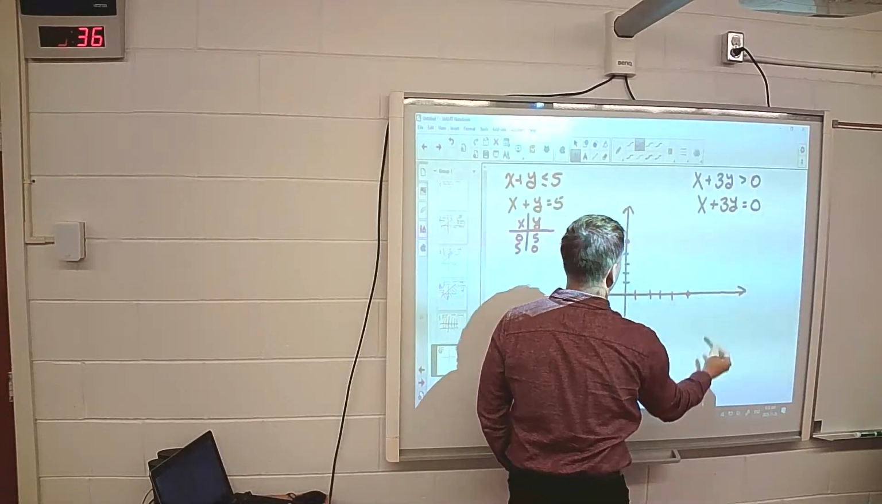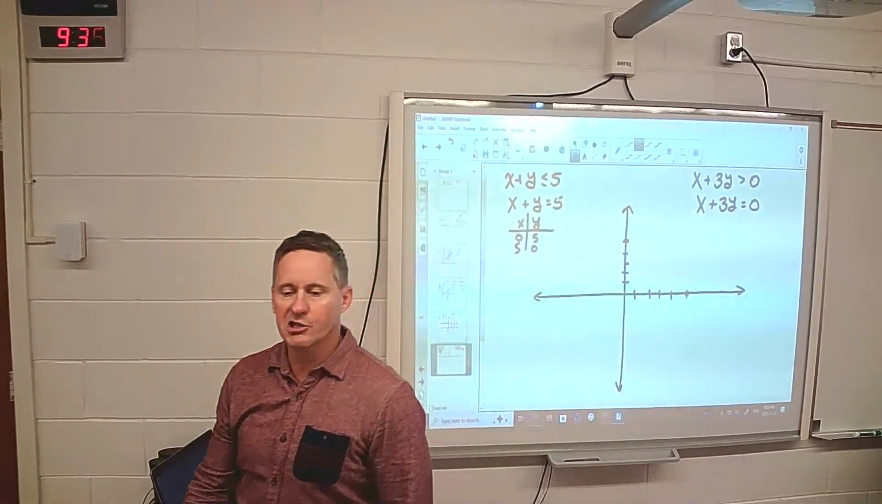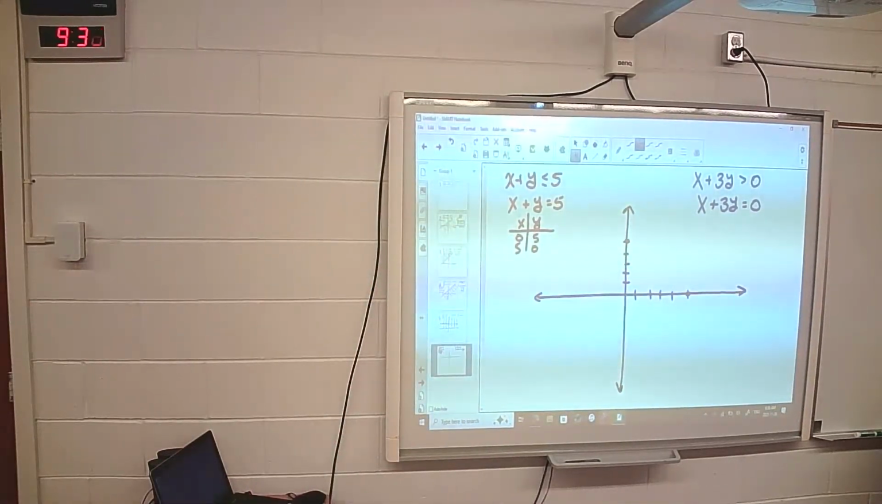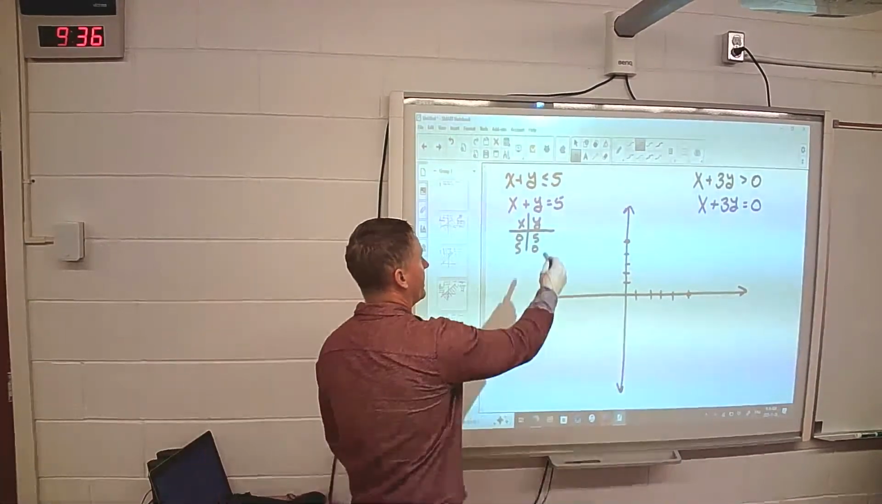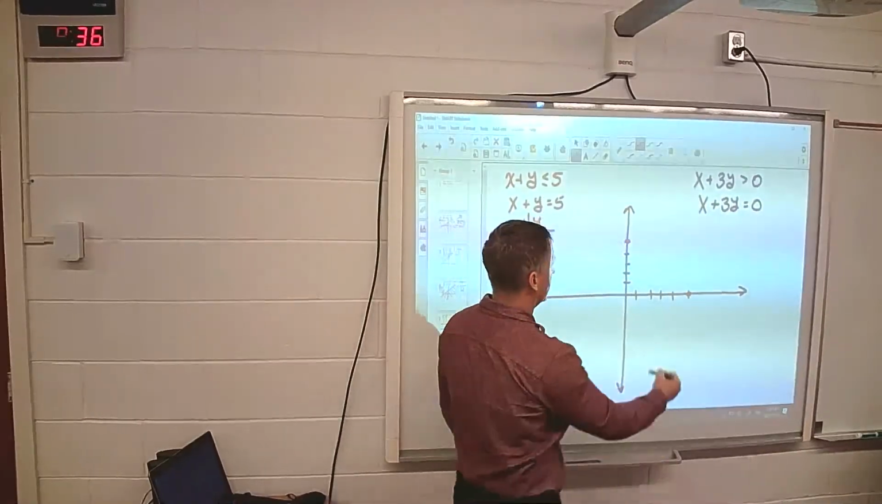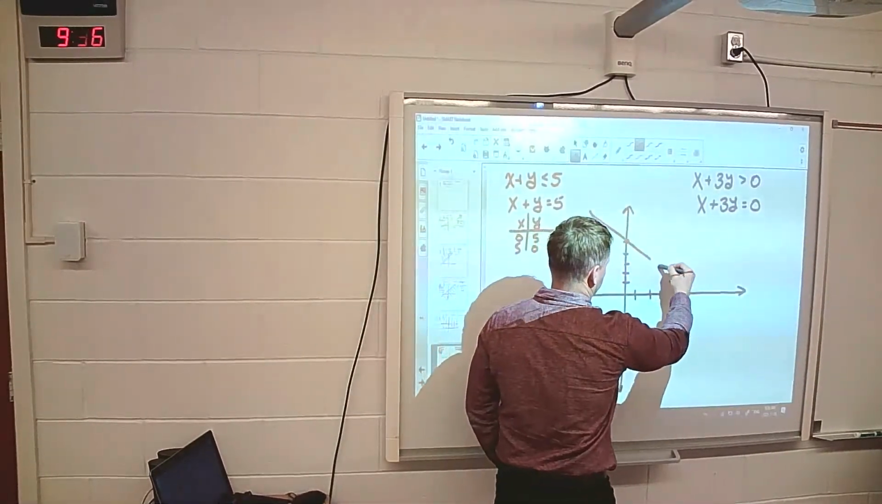There and there. Is the line solid or is it dashed? Solid. How come, Cash? Because I have an equals to here. So I draw this.